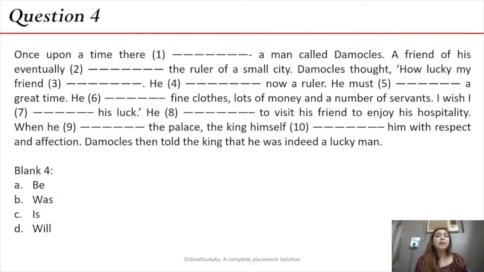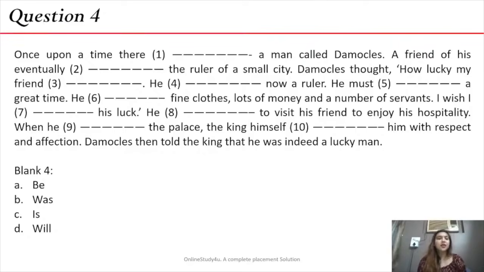So he be now a ruler, he was now a ruler, he is now a ruler, and he will now a ruler. Please put in your answer options carefully. Think a little bit before you reply. Once upon a time there lived a man called Damocles. A friend of his eventually became the ruler of a small city. Damocles thought how lucky my friend is. He dash now a ruler. What is it? He be a ruler, he was now a ruler, he is now a ruler, or he will now a ruler. So I see B, I see C, I see A. Okay, is. All right.